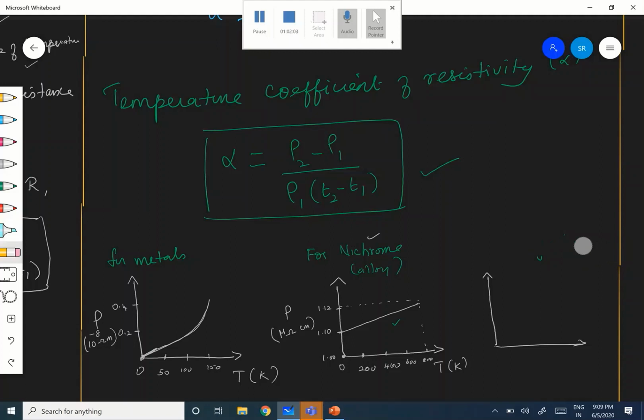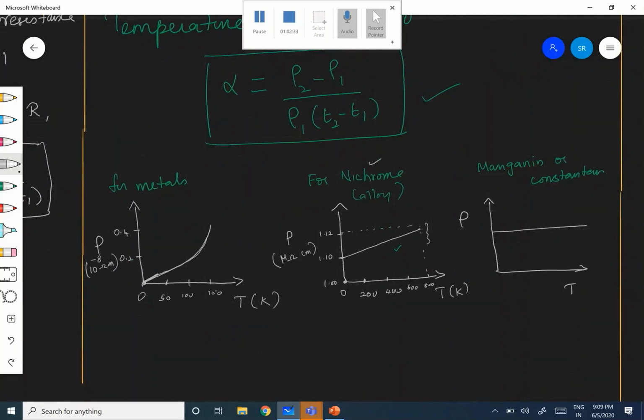Let me rub this properly. Manganese or constantan. If you plot a graph, very nice, nothing will change, no change at all in rho versus T. Even if you change up to 800 degrees Celsius, in nichrome at least there is a small change, but in manganese and constantan there is no change even. That is why it is meant for making resistance coils. Rather than nichrome, we use only manganese or constantan for making resistance coils, right?